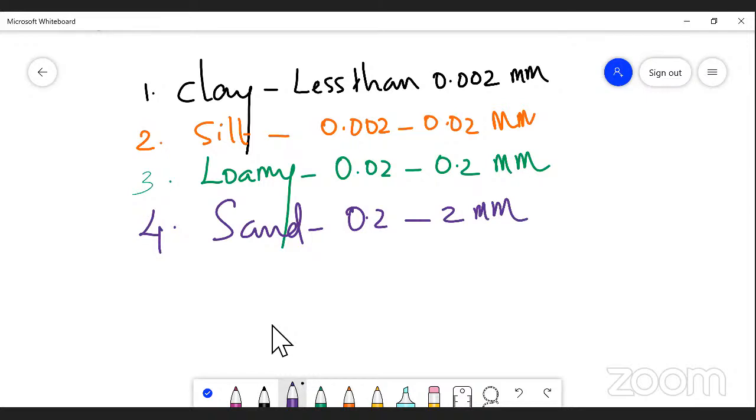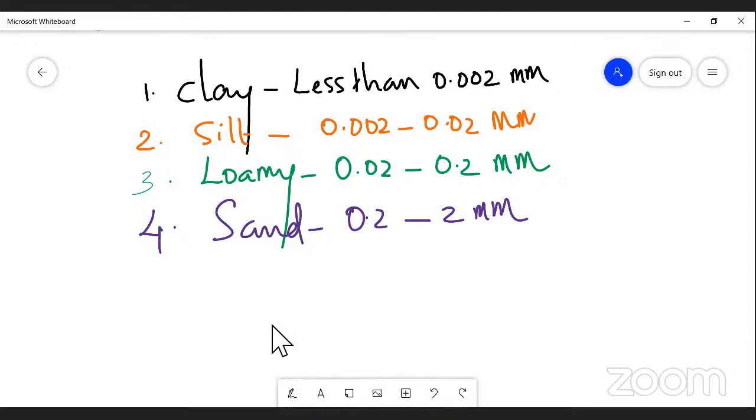Dear students, I have classified the soil particles into the following types. The first type is clay soil, which is the smallest, and sand is the largest soil particle. In between, silt and loamy soil vary in size a little from clay to sand. The size of silt soil is 0.002 to 0.02 millimicron. Loamy soil varies from 0.02 to 0.2 millimicron. The last soil particle is sandy soil, which varies in size from 0.2 to 2 millimicron.